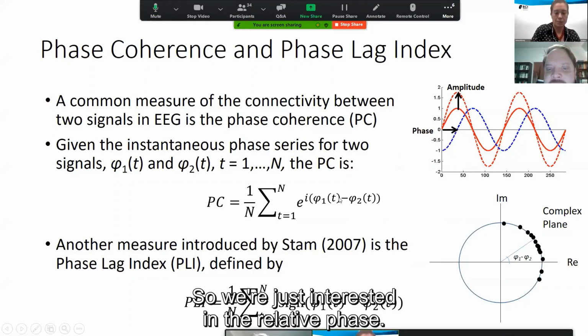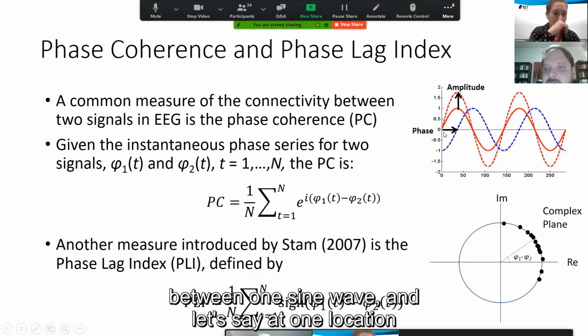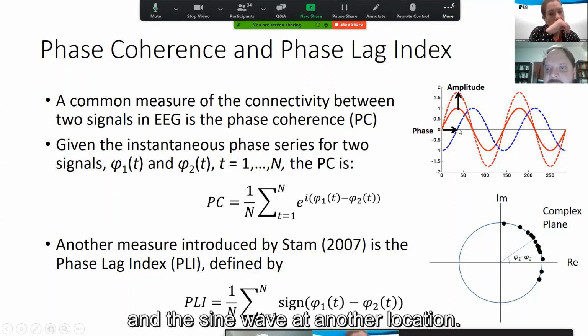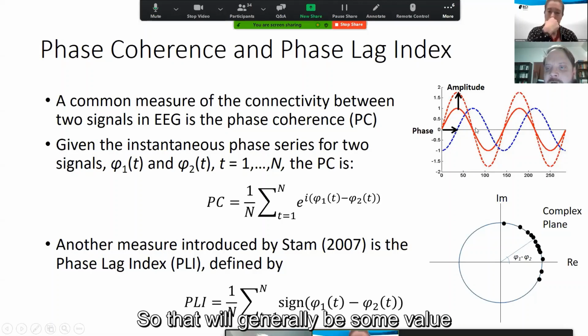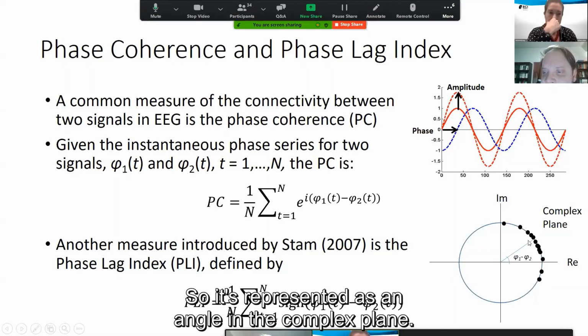So we're interested in the relative phase. We're interested in the phase difference between one sine wave, let's say at one location, and the sine wave at another location. So that will generally be some value between 0 and 2 pi. So it's represented as an angle in the complex plane.